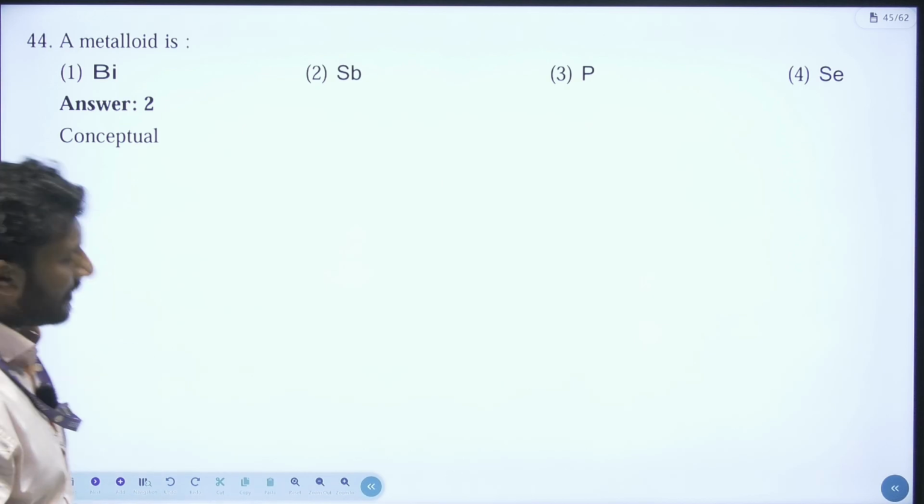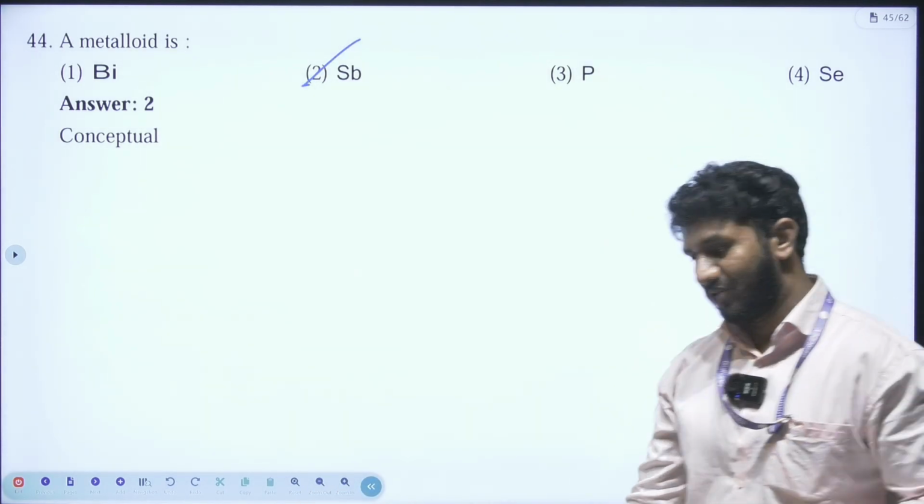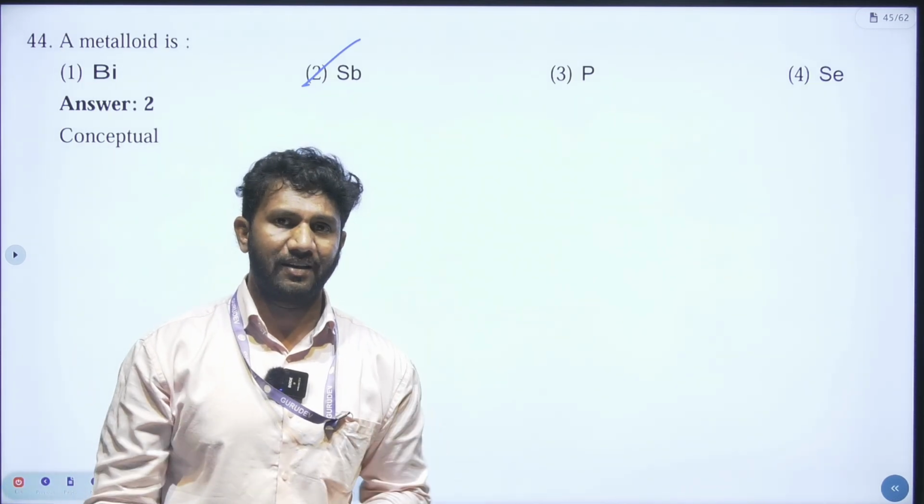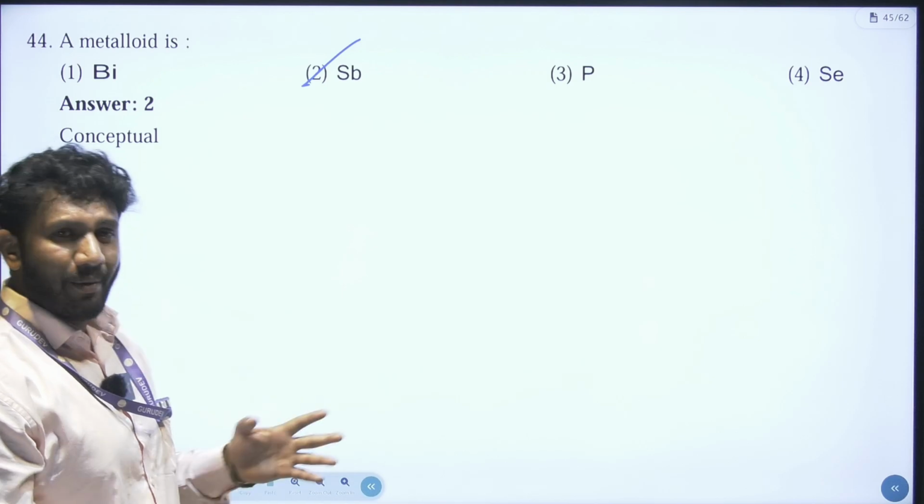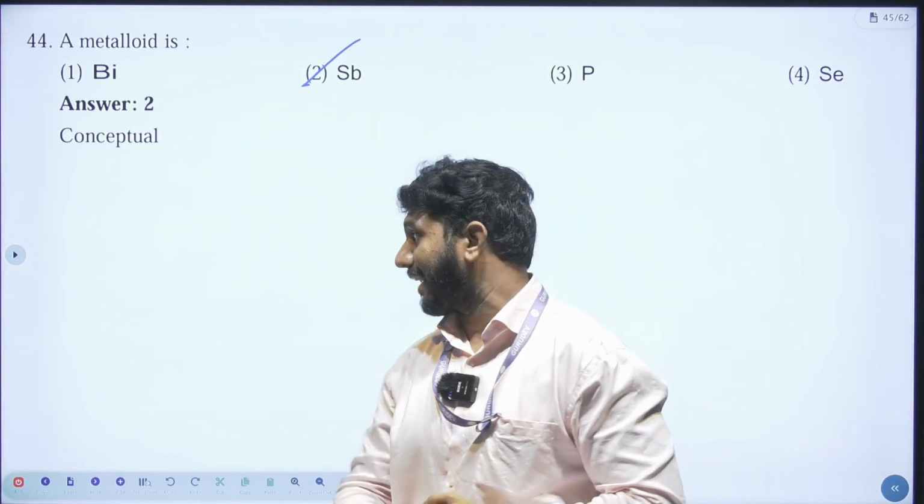A metalloid is... obviously antimony is the metalloid. Antimony, boron, silicon, germanium, polonium and astatine, these are considered as metalloids. Metalloids means they have the properties of both metallic and non-metallic character.